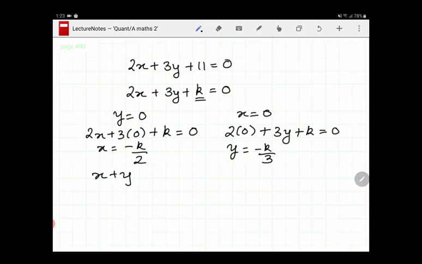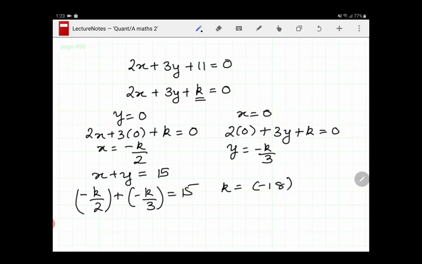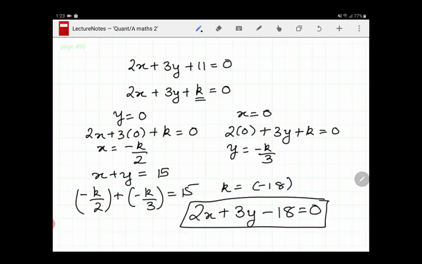It is given that the sum of the x and the y intercepts is equal to 15. That means minus k by 2 plus minus k upon 3 is equal to 15. Solve this and you should get the value of k. Solving this, we get k is equal to minus 18. So the equation of the line becomes 2x plus 3y minus 18 is equal to 0. The important thing to remember in this particular question is the x-intercept is found by putting y is equal to 0. Similarly, the y-intercept can be found by simply putting x is equal to 0.